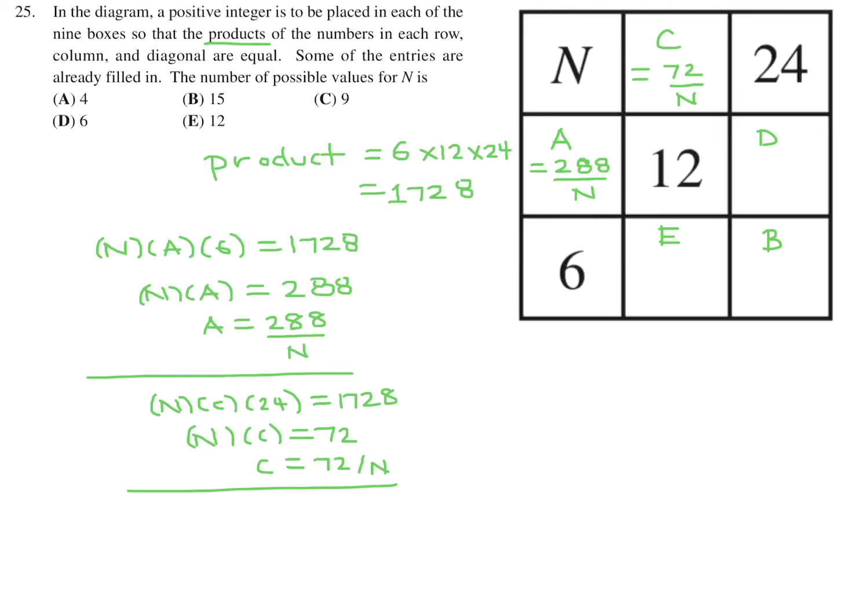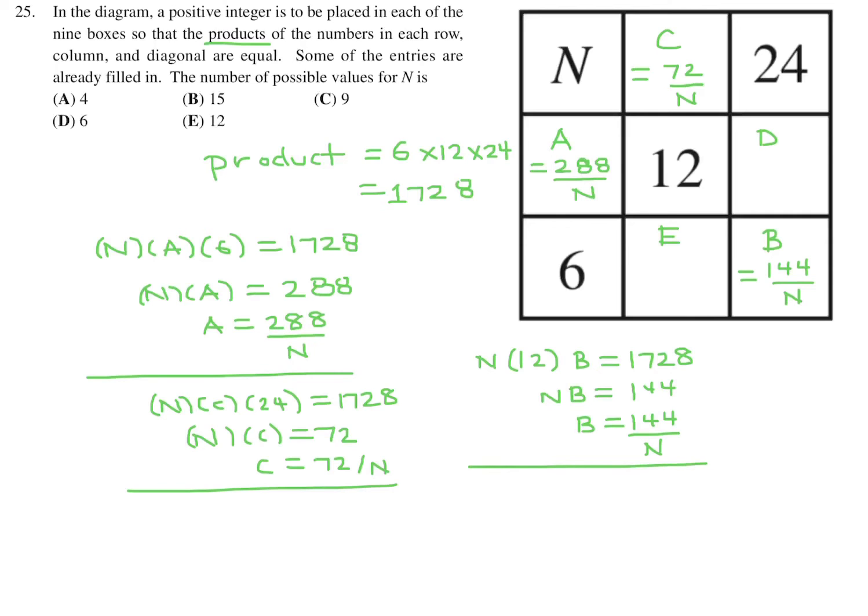All right, where do you want to go next? How about the b? N, b, and 12? Right here, n, b, and 12, this diagonal. So that means n times 12 times b is 1728. And therefore n times b is 1728 divided by 12, which is 144. And therefore b is equal to 144 over n. 144 over n. And I think we got, what, 2 more? All right, we can do this.